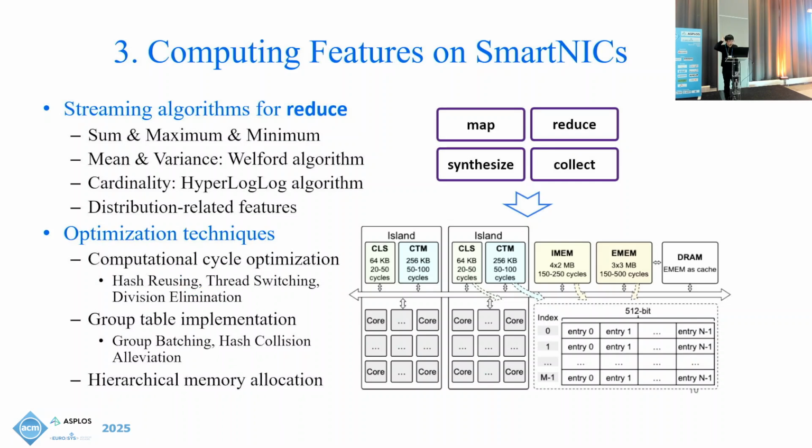We also design several optimization techniques tailored to the unique hardware architecture of SoC-based Netronome NFP SmartNICs. We use hash reusing, thread switching, and division elimination to optimize the computational cycles, leverage group batching and hash collision elimination to implement the group table, and resort to a hierarchical memory allocation to achieve the optimal group table placement.